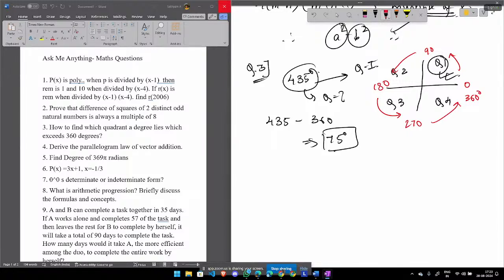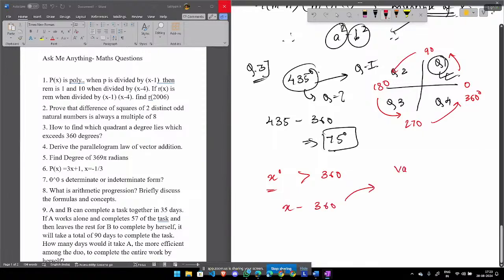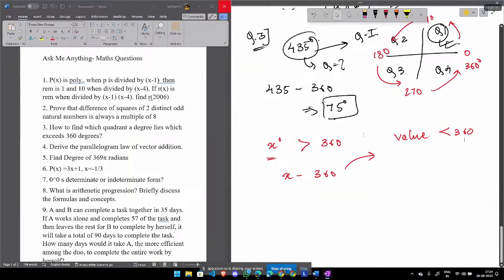It's an easy thing. If we are given any angle x in degrees, and this x is greater than 360, then in this case we will keep subtracting 360 from x, until the value we get is less than 360. Why? Because 0 to 360 is something we can plot directly. So we'll follow this method.